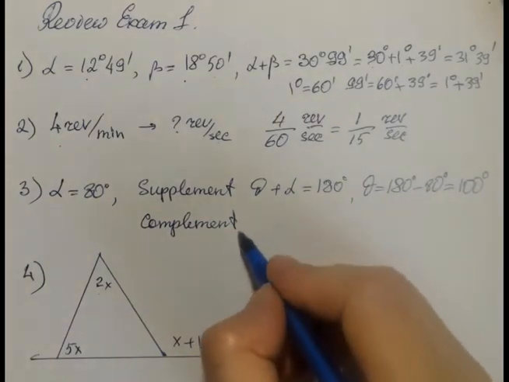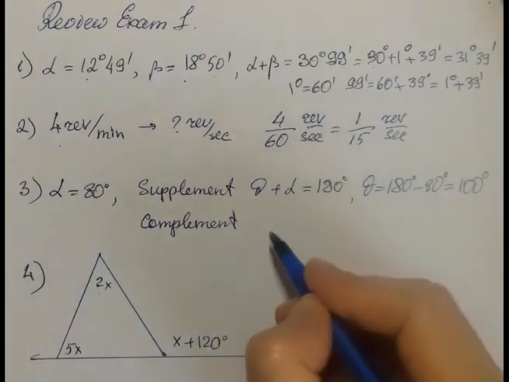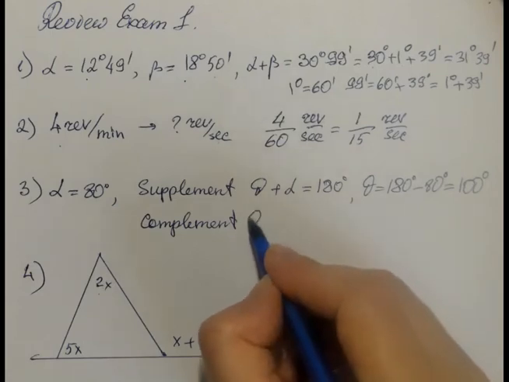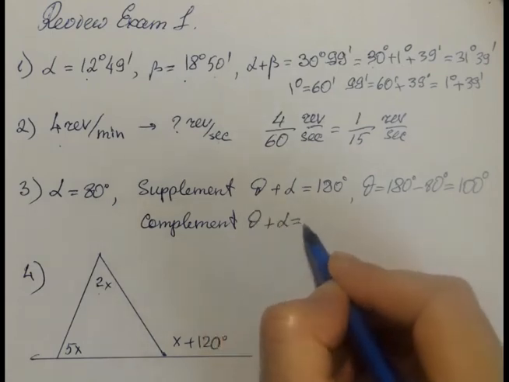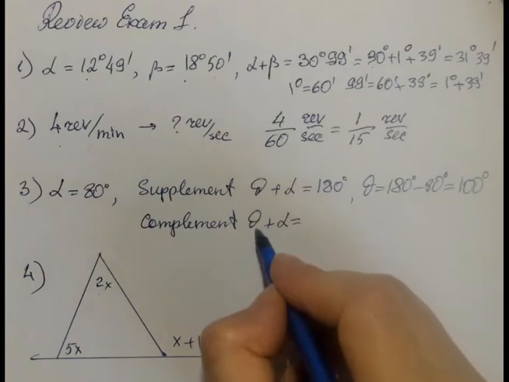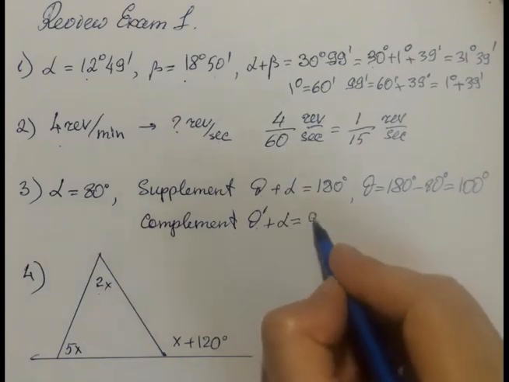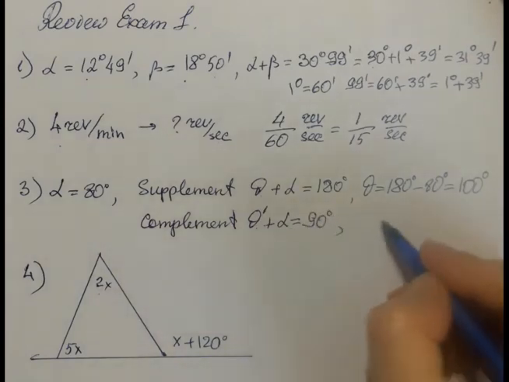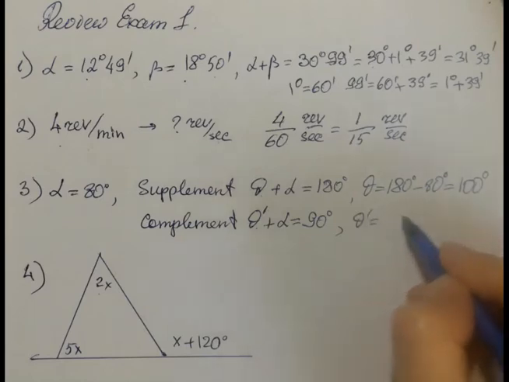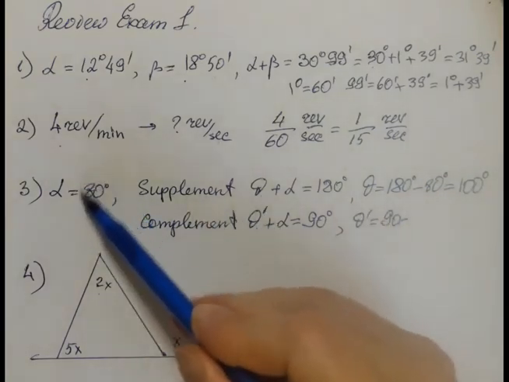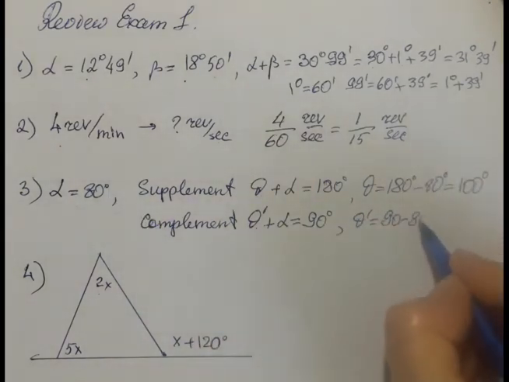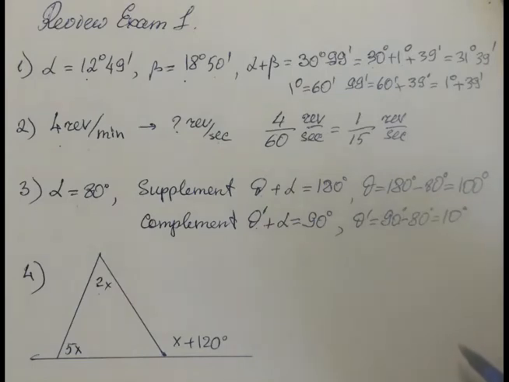If theta is a complement angle, then, let us denote this theta prime, theta prime plus alpha must be equal to 90 degrees, or theta prime equals 90 minus alpha. Let us substitute 80 for alpha. 90 minus 80, 10 degrees.